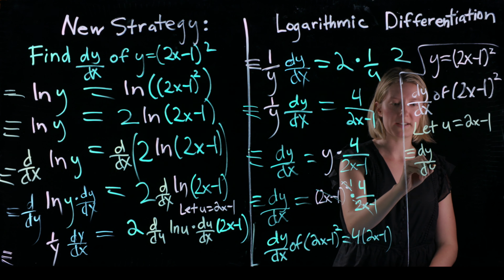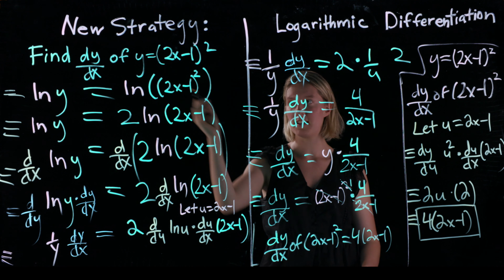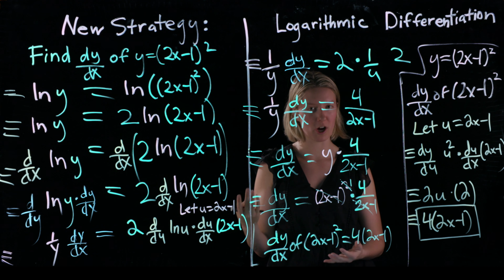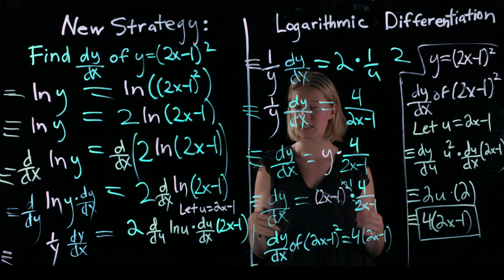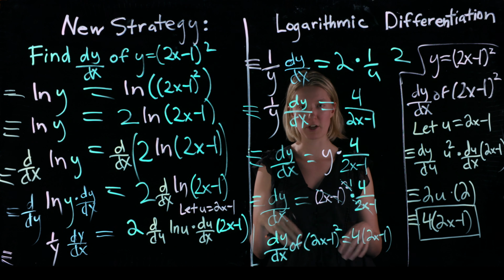Obviously in this example, it might be faster to use the chain rule to find the derivative of this function, but with more complex functions, using the process of logarithmic differentiation can save us a lot of time.